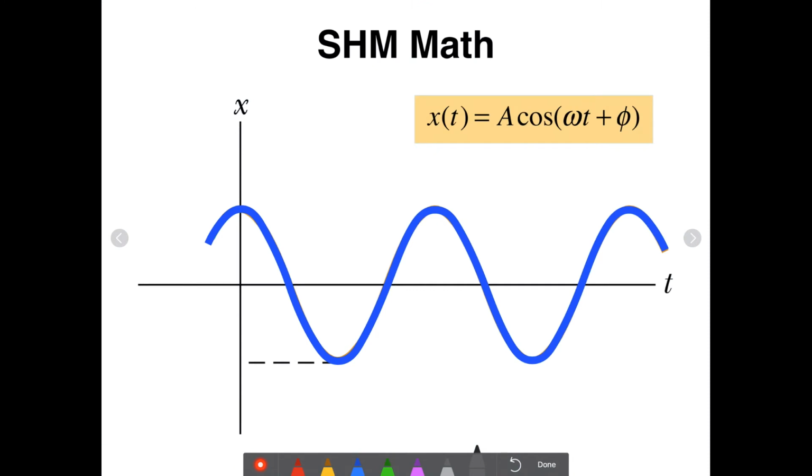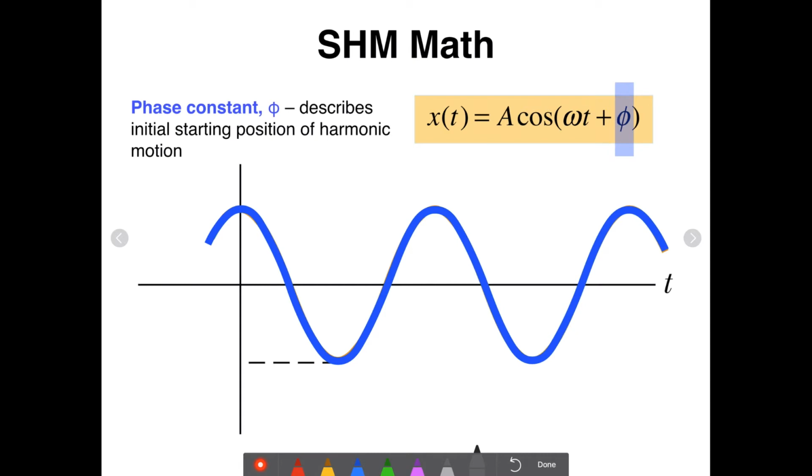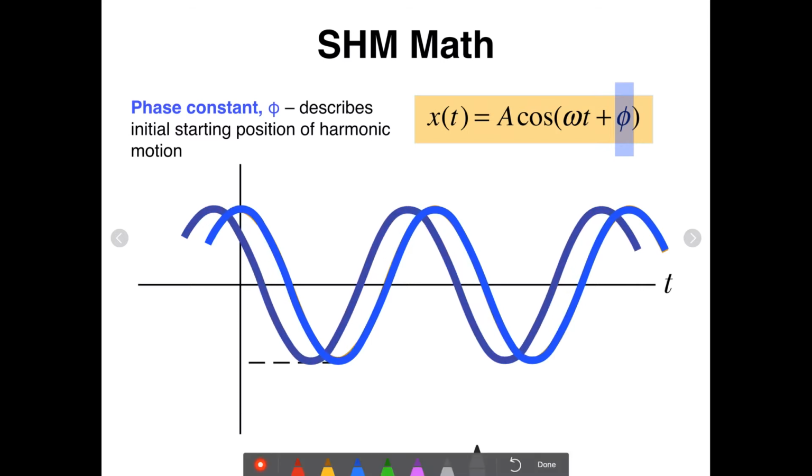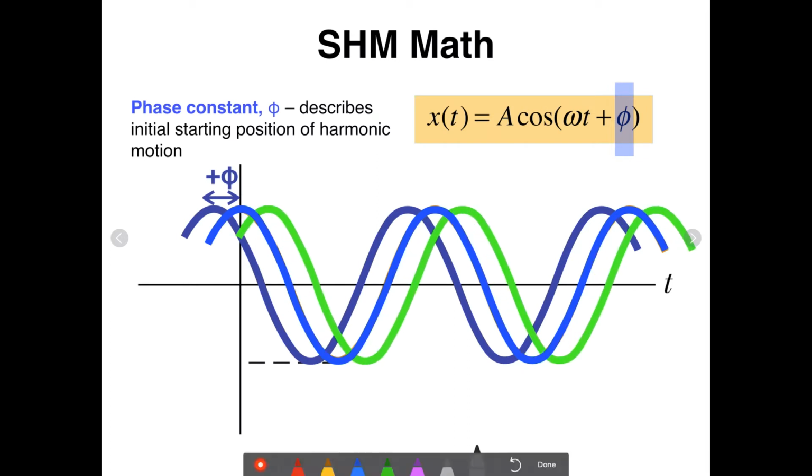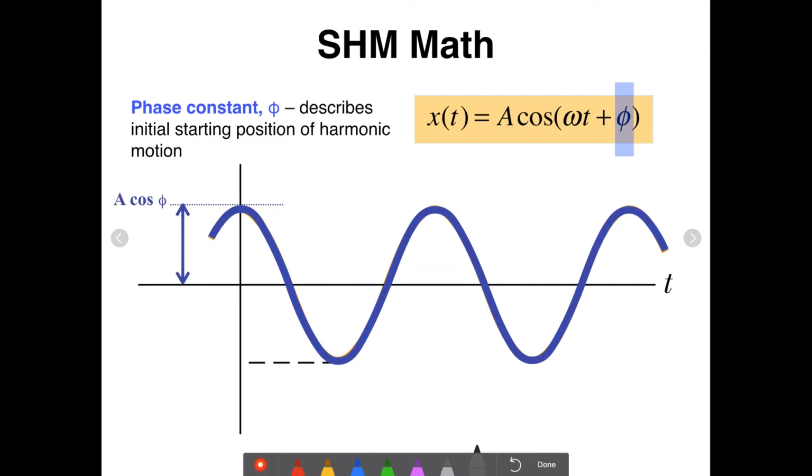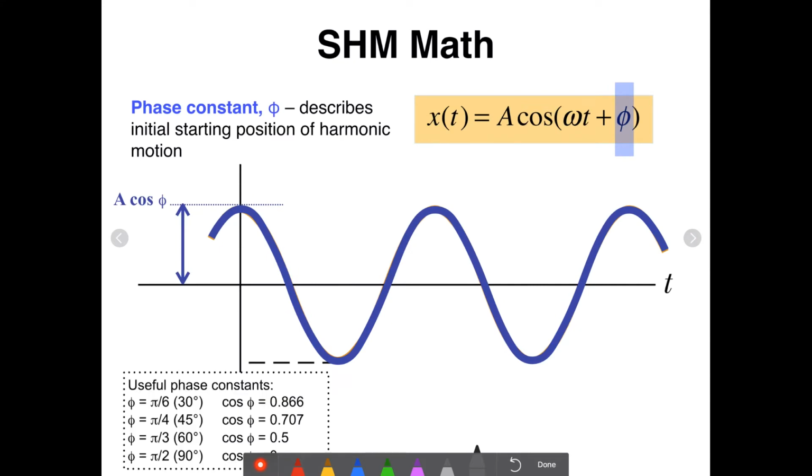So if you want to think about the phase, that's a little bit trickier. The phase constant describes your initial starting position. If you have a graph that looks like this, it's clearly cosine. It starts at the maximum. If you shift the graph forward or back, then you get a positive or negative phase. Now it's a little bit confusing because if you shift it back, you get a positive phase, and if you shift it forward, you get a negative phase. There's a sort of reasoning behind that, but the basics look like this.